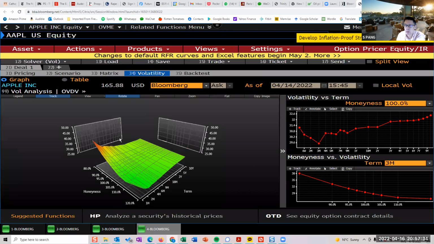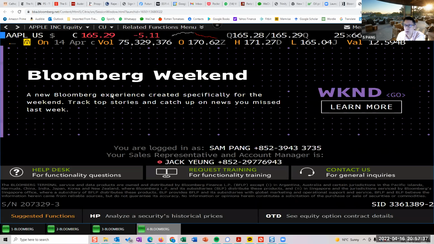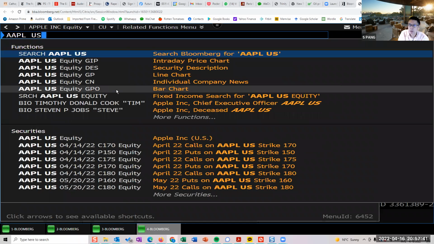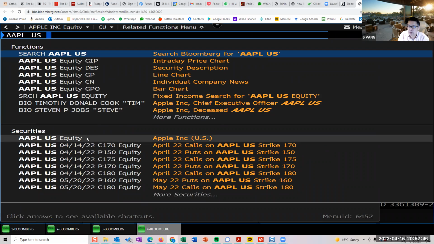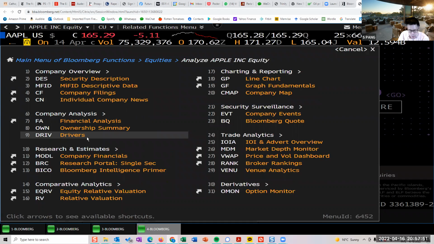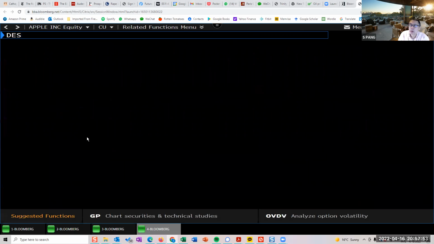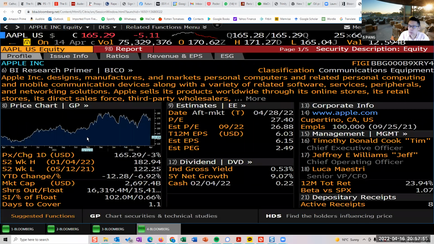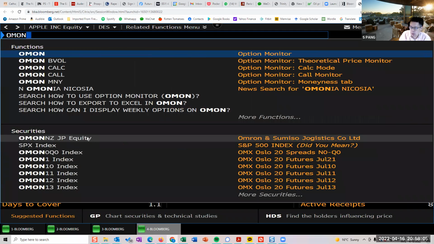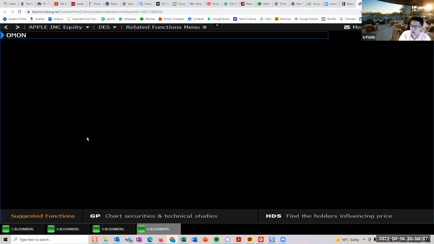So this is the equity. All you do is type AAPL US, and Bloomberg is intelligent enough to know what you are thinking. You just click on equity, and you can get a description that has all the company information. You can go OMON. That, I think, is the screen that I showed you just now. Option monitor.